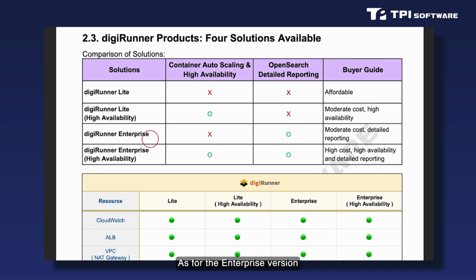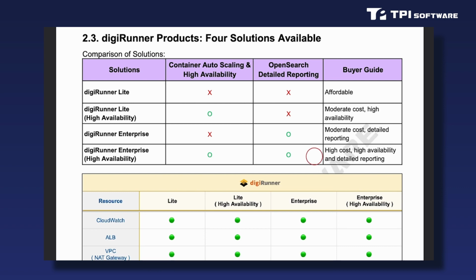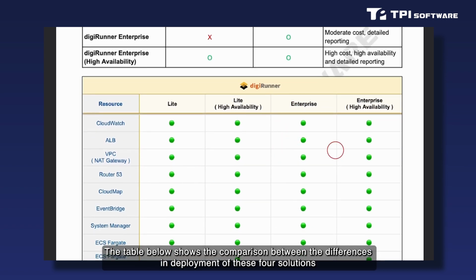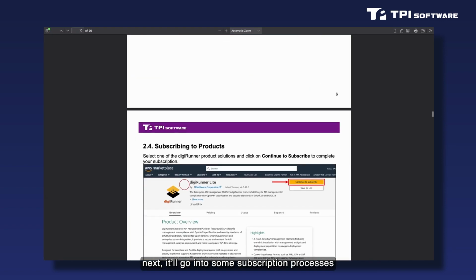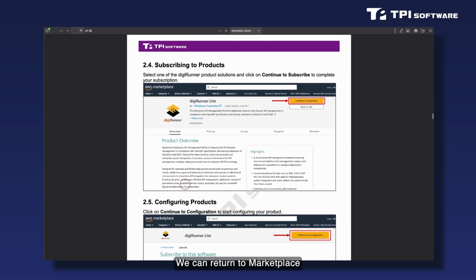As for the Enterprise version, it has the Open Search report. And for Enterprise HA, in addition to high availability, it also has the detailed Open Search report. The table below shows the comparison between the differences in deployment of these 4 solutions. Okay, next, it will go into some subscription processes. We can return to Marketplace.